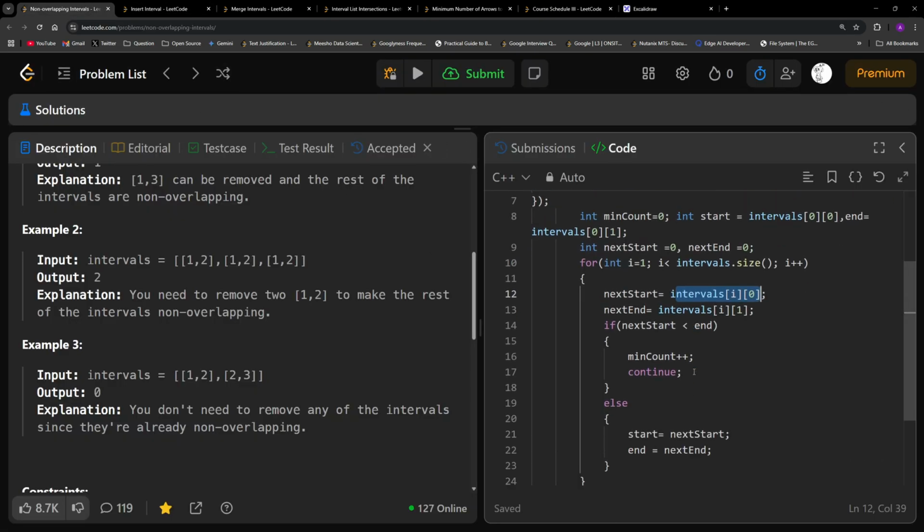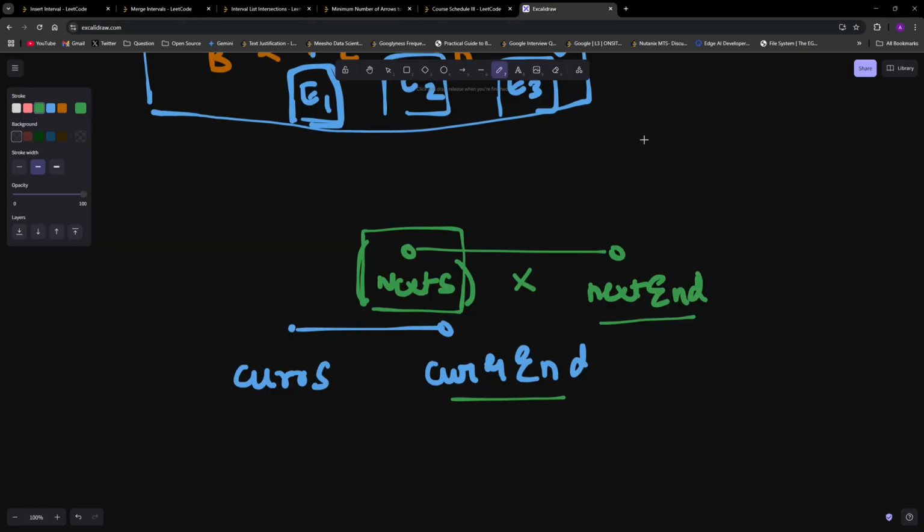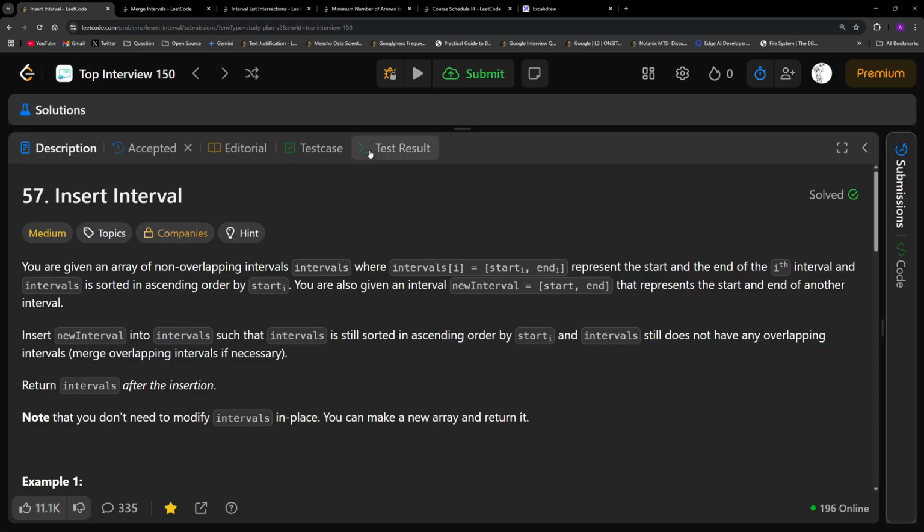So this is what our problem is saying. At the end of the day, we just return the minimum count. So this was all about the given problem, right? Now let's start discussing another problem. Now we are going to discuss the problem called insert intervals, right?